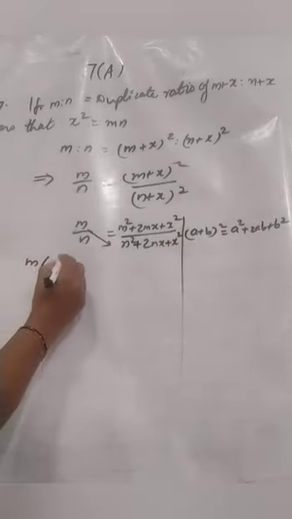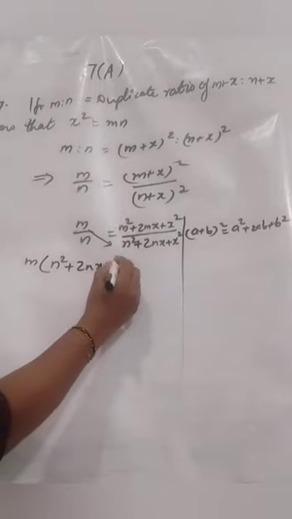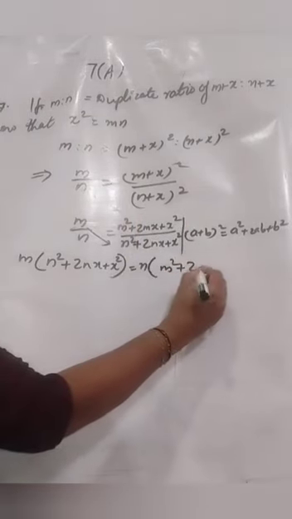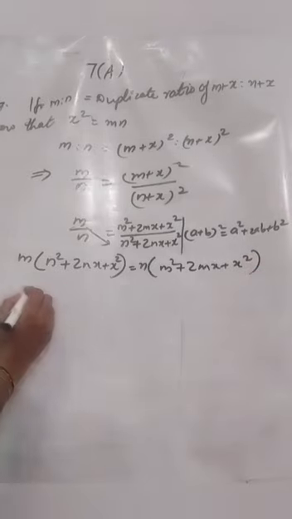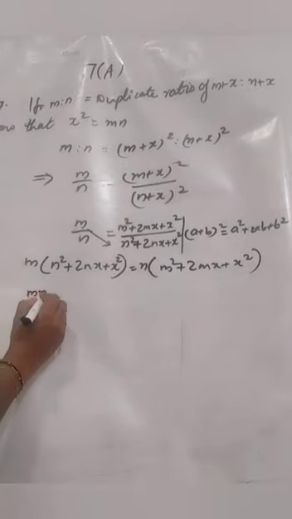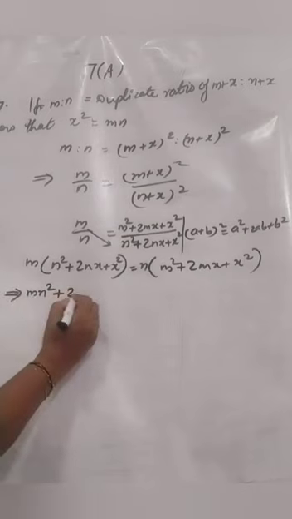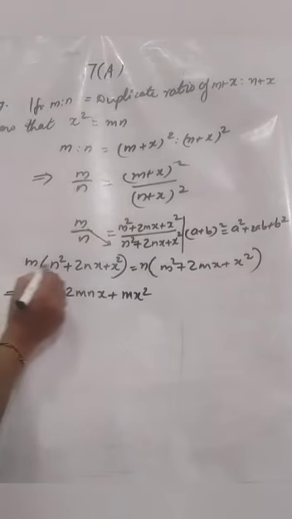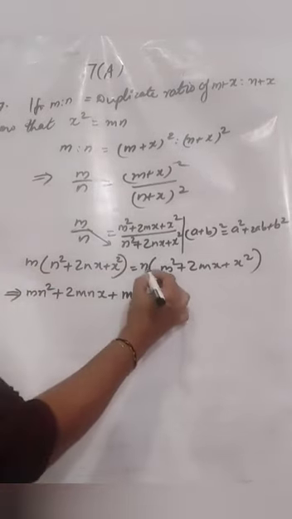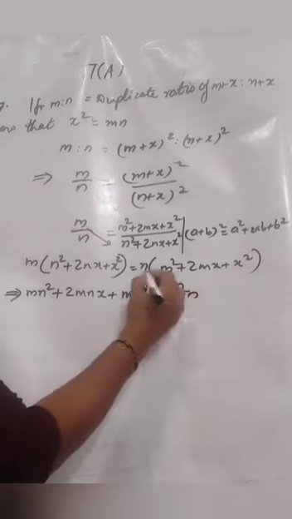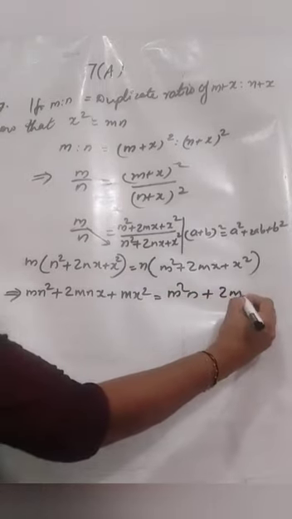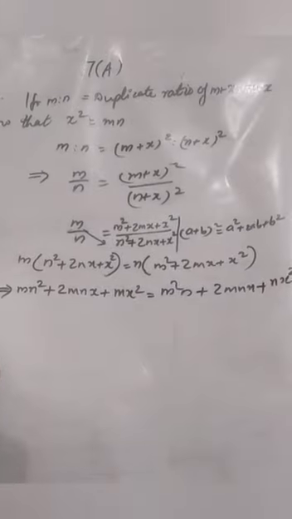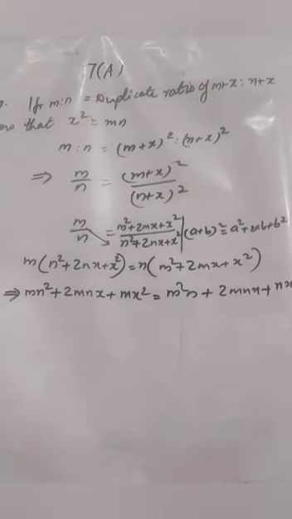m into n square plus 2nx plus x square equal to n into m square plus 2mx plus x square. Multiply each term by m: mn square plus 2mnx plus mx square. m into n square, m into 2nx, m into x square. Similarly here, n into m square, n into 2mx, 2mnx, plus n into x square, nx square. Can you see this? nx square.